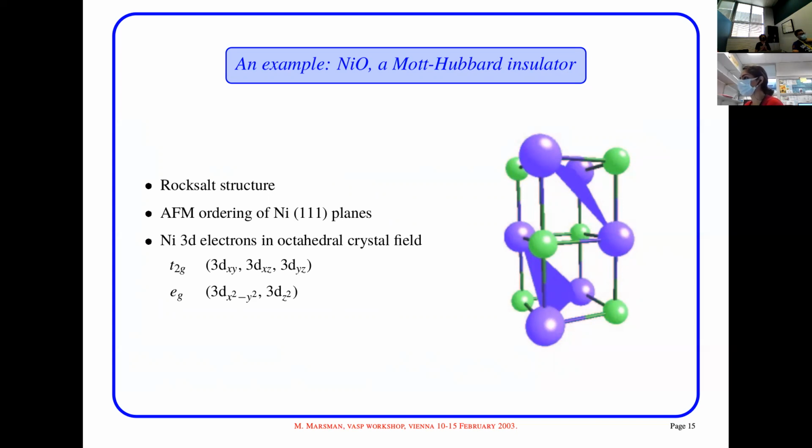And so if we are calculating that with DFT, in order to have a DFT calculation that makes sense, we should get a very high band gap. Because if we get a band gap of 0.5 electron volt, it means that our DFT is wrong, it fails.